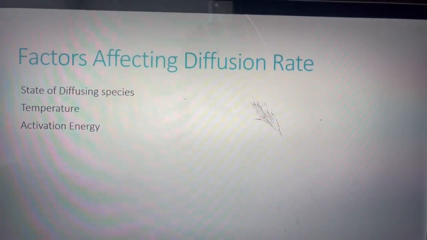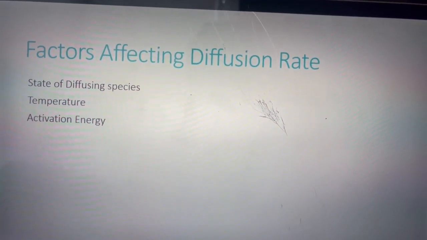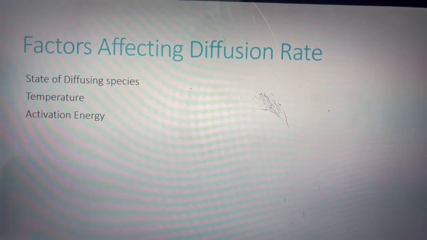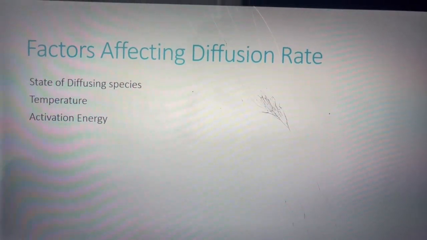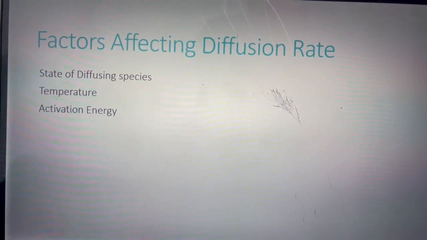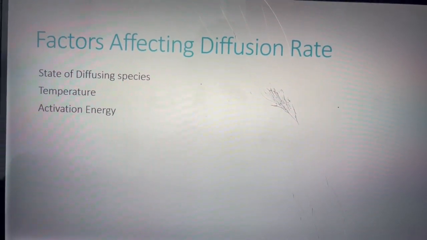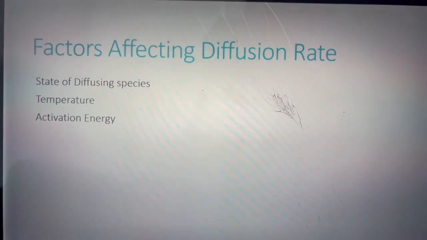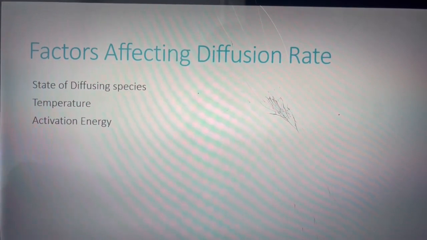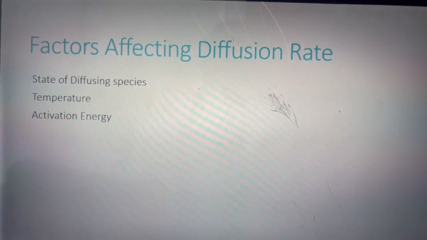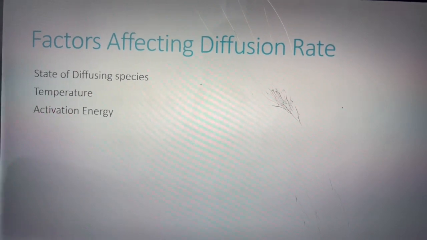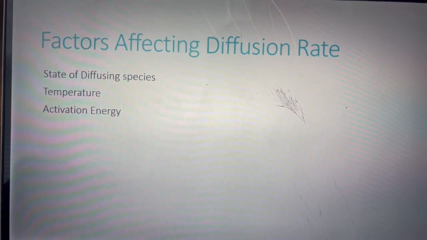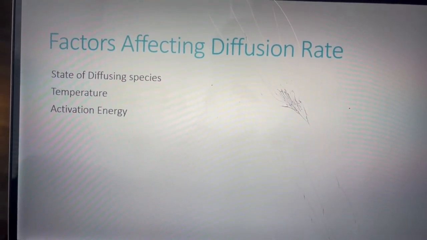Which affect the diffusion rate for both types of mechanism? They are the state of the diffusing species, temperature, and activation energy. The state of the diffusing species is if it's solid diffusing into solid state. For temperature, the higher the temperature, the faster the diffusion. For activation energy, if activation energy is higher, diffusion will be low because it requires a high temperature to start diffusion. And if activation energy is lower, then the diffusion will be fast.